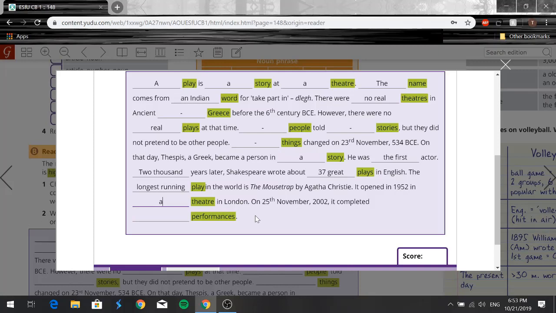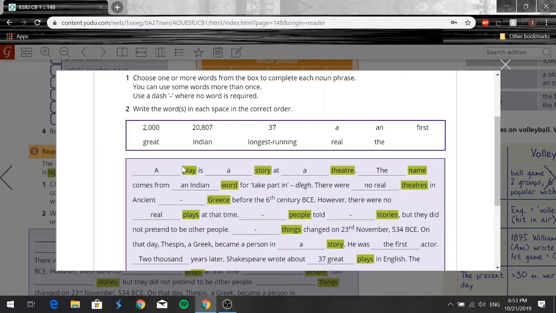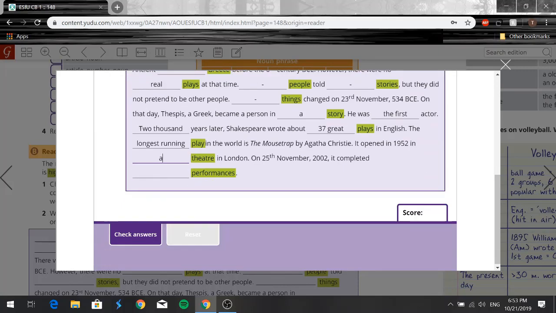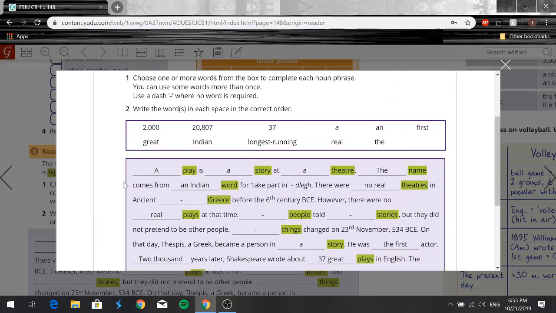On 25th November 2002, it completed, we'll say, do we have this number? Yes, we do. So we'll say it completed 20,807 performances. Okay, so we'll write that in numbers. So 807. So 20,807 performances. Okay, so now let's read that after writing all these words in the correct spaces.